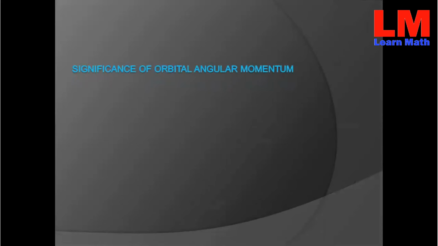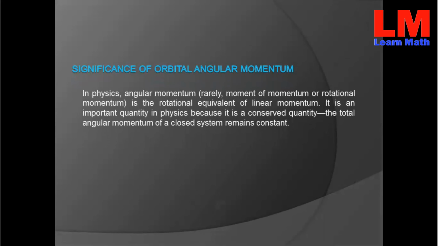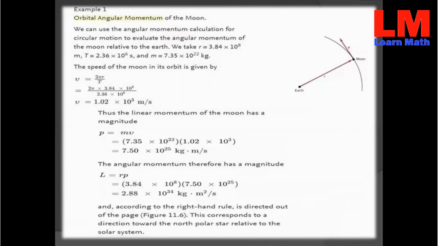And the next is the significance of orbital angular momentum. In physics, angular momentum is the rotational equivalent of linear momentum, also called moment of momentum or rotational momentum. It is an important quantity in physics because it is a conserved quantity, and the total angular momentum of a closed system remains constant. Now we discuss an example: orbital angular momentum of the moon.